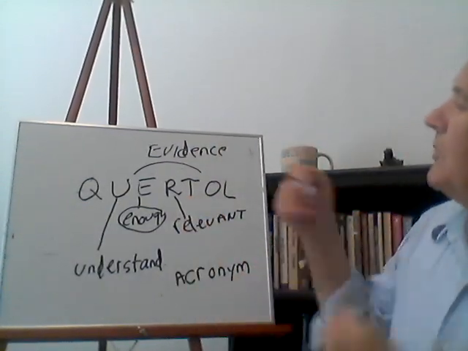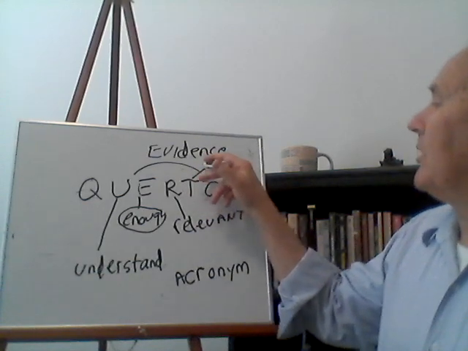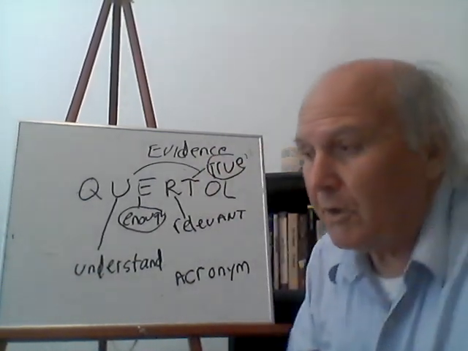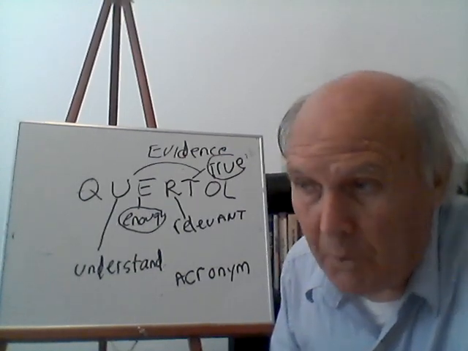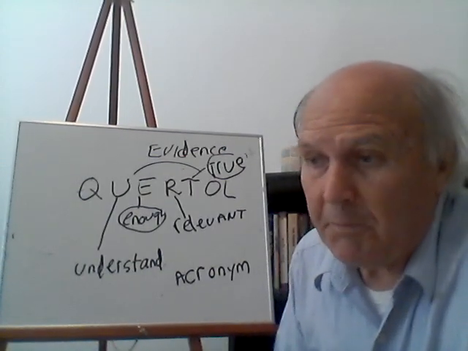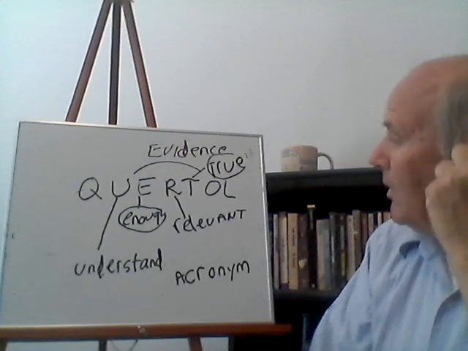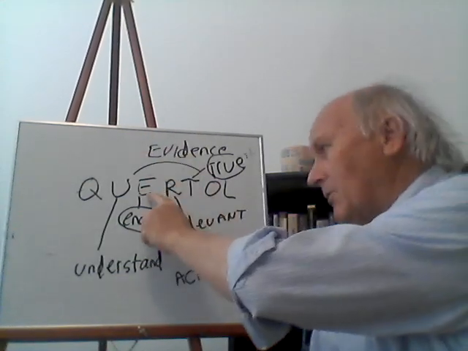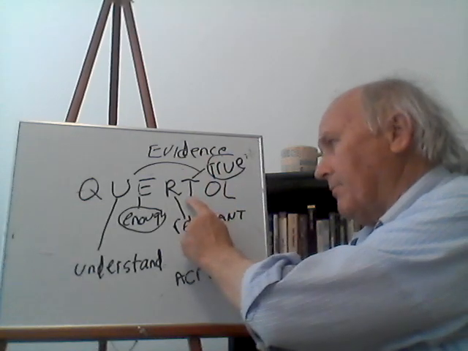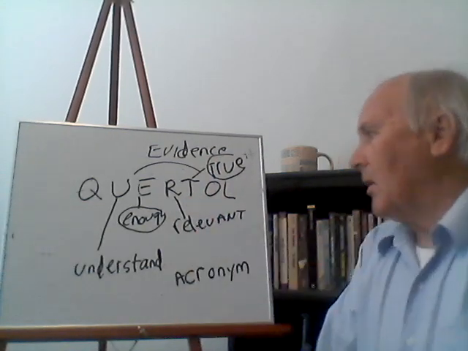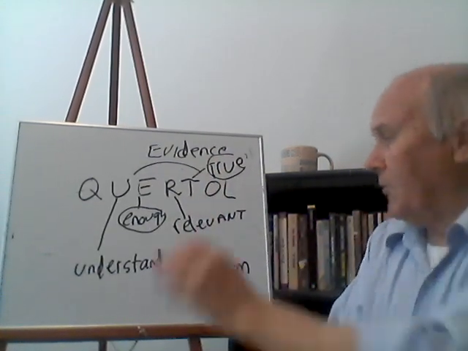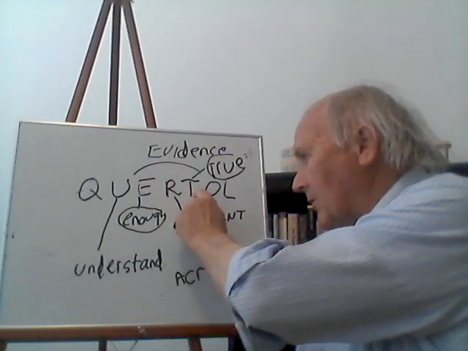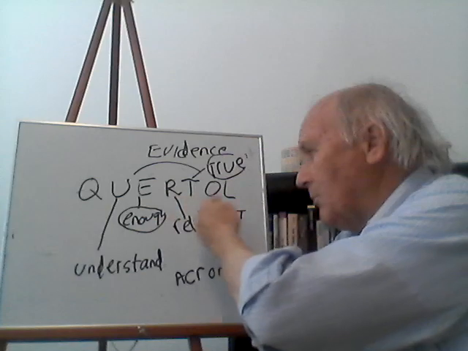The T stands for true. The evidence you present should be true. For example, if you're going to quote the Constitution, well, you better quote it correctly. Don't misquote it, because it will not be true evidence. So the evidence you present has to be enough, it has to be relevant, it has to be true. If your argument fails in any of these areas, it's not going to be a good argument.